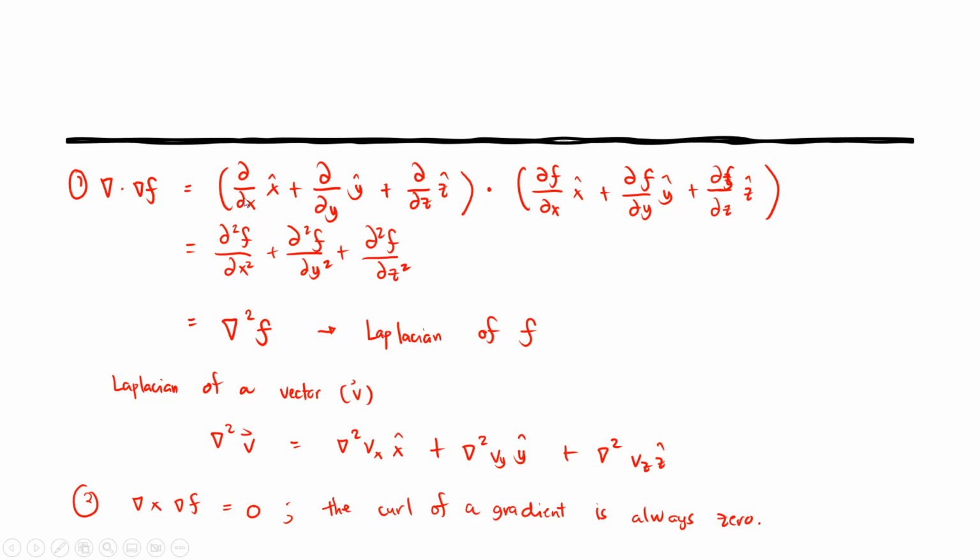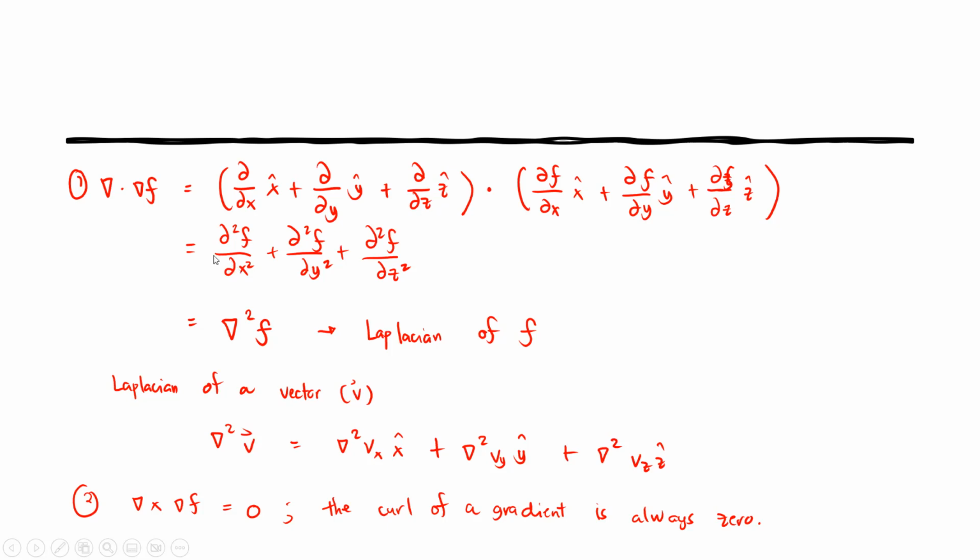Say for example, you have the partial derivative with respect to x. This is the x component of your del operator. And then we have the x component of the gradient of f. Multiplying this, we will get the second partial derivative of f with respect to x squared. Okay? And then do the same for the other components, the y and the z components.